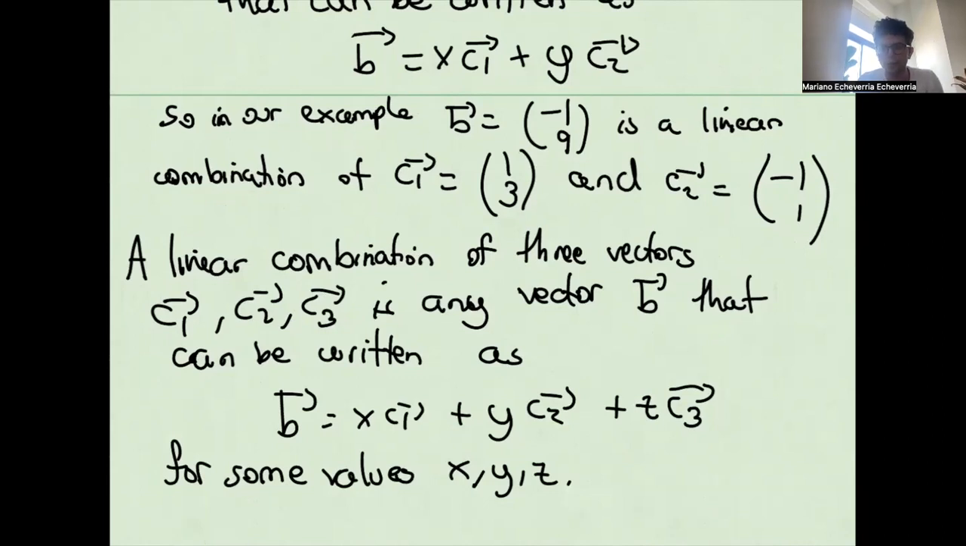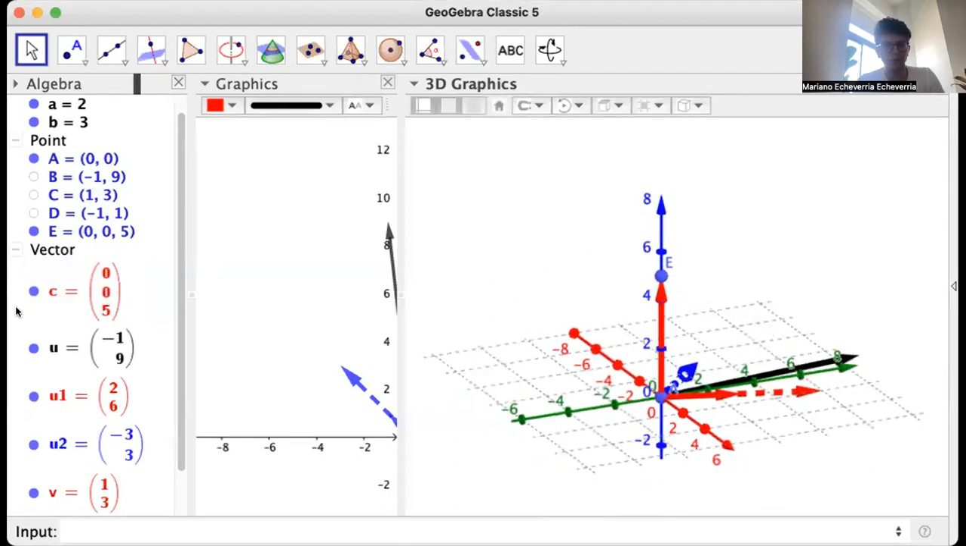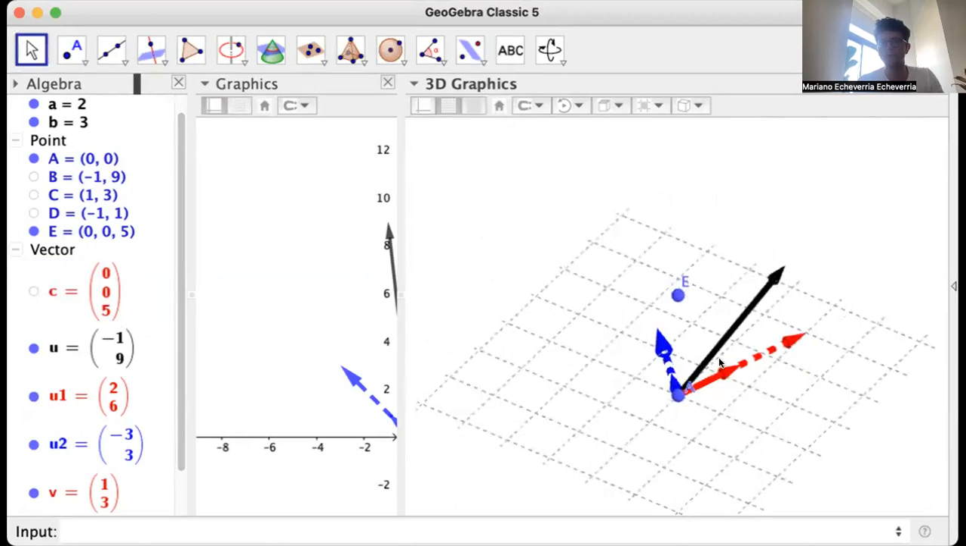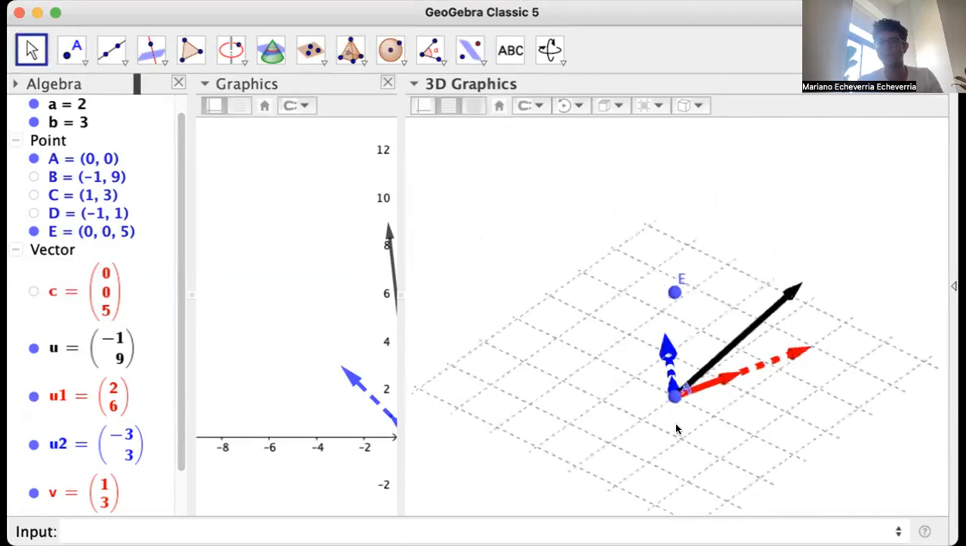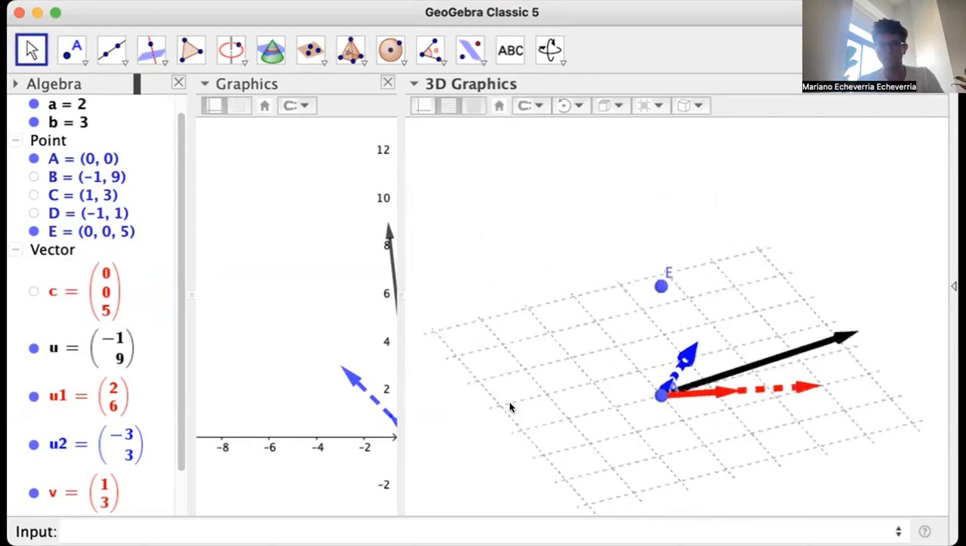So, okay, the picture won't look that great, but it will give you the idea. Before, let me hide this one. I just want to take a 3D perspective of what's going on. Before I had these two vectors, the red one and the blue one, right? And I was combining them into producing the black one, right?